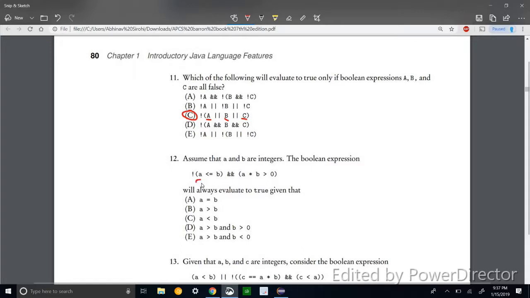So we know that A has to be greater than B. And here we have A times B is greater than 0. So we know that A is already greater than B. And in order for this entire side to be positive all the time, B also has to be a positive number. And A is greater than B, so they will both be positive numbers. And that way both sides will be true, and the entire AND statement will become true. So the answer to number 12 is D.